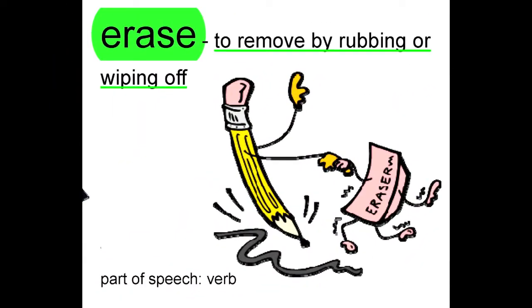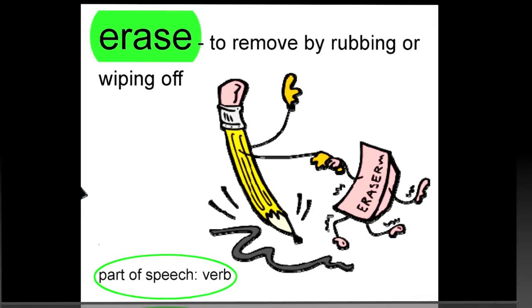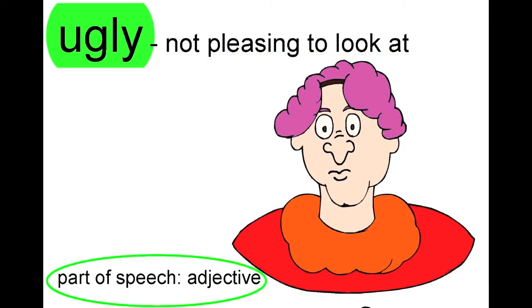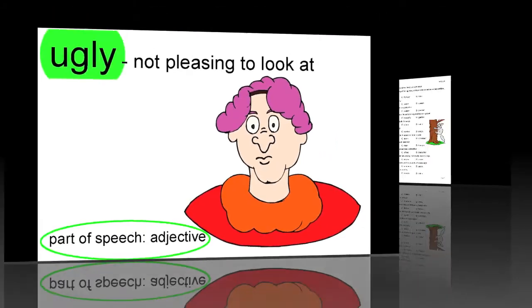Erase. To remove by rubbing or wiping off. Part of speech is verb, since erase is an action word. Ugly. Not pleasing to look at. Part of speech is adjective, since ugly is a describing word.